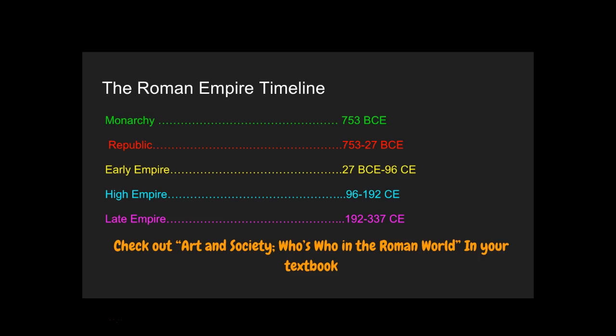So the Roman timeline starts with the monarchy, but that's the Etrurian monarchy beginning in 753. They still consider the Republic 753 to 27 because both occurred at the same time. But again, the Republic officially started in 509. We've got early empire, high empire, and late empire.